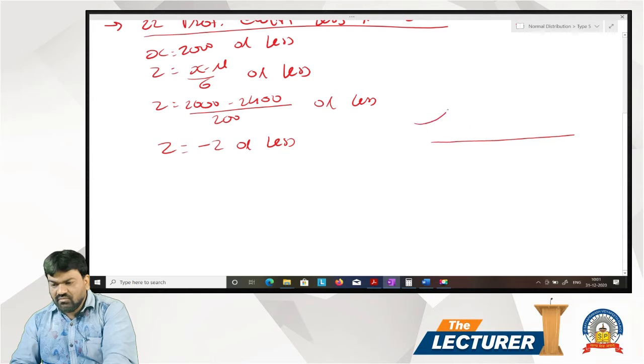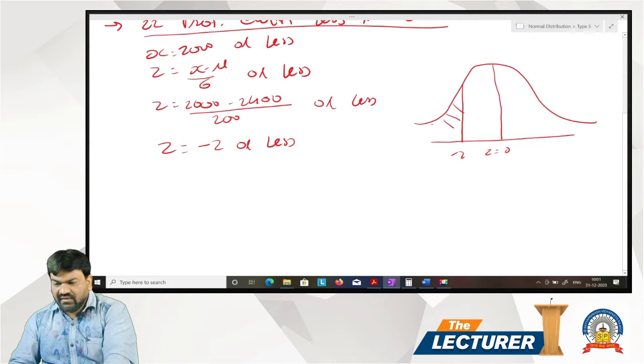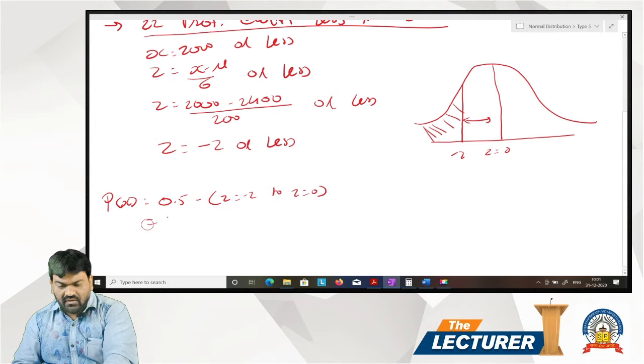Draw the area under the normal curve. Exactly in the middle is z equal to 0. Since 2 is minus, it will be on the left hand side. It says less than, so all observations on the left hand side. We have to find a simple probability like in type 1. The total probability on the left hand side will be 0.5, from which we subtract the area from z equal to minus 2 to z equal to 0.